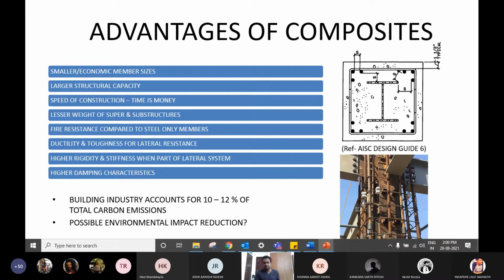Like it's from a factory and you bring it and you just assemble it. That sheer time saving is also a big advantage here, right? And if you have smaller member sizes, obviously there is less load coming from the superstructure. It also has better fire resistance compared to traditional steel.